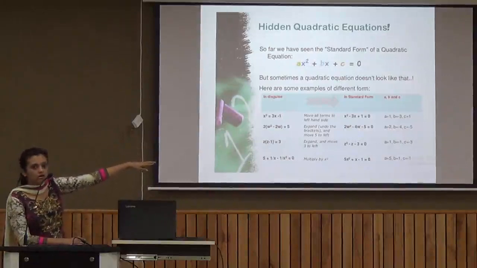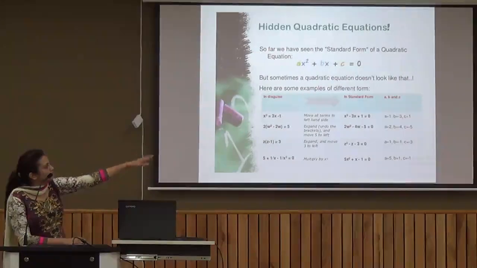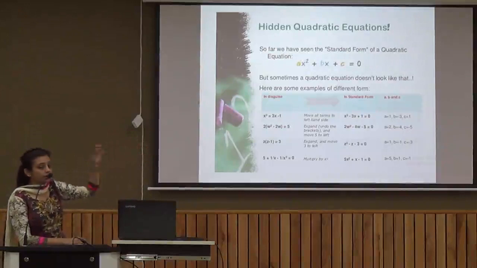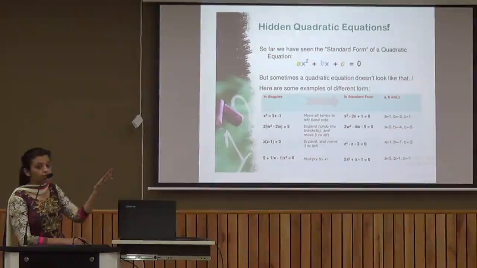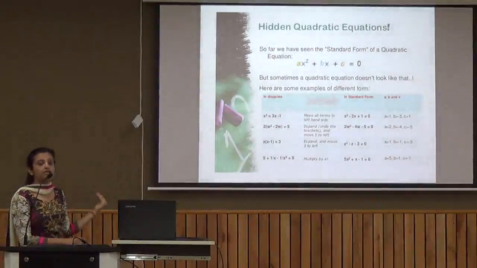Look at the second cell in the third column: 2w square minus 4w minus 5 equal to 0, wherein a is 2, b is minus 4, c is minus 5. Here also we've shifted 5 from the right-hand side to the left-hand side so that it becomes a standardized form.